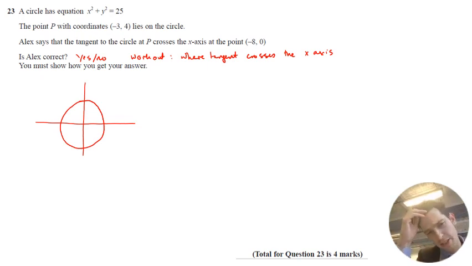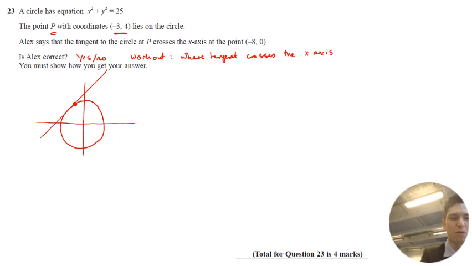And now I need to think where my tangent is. So the point P with coordinates minus 3, 4 lies on that circle. So I think that point is somewhere minus 3, 4 up here. So therefore, I'm going to draw in my tangent like that. That is my tangent. This is my point P with coordinates minus 3 and 4.